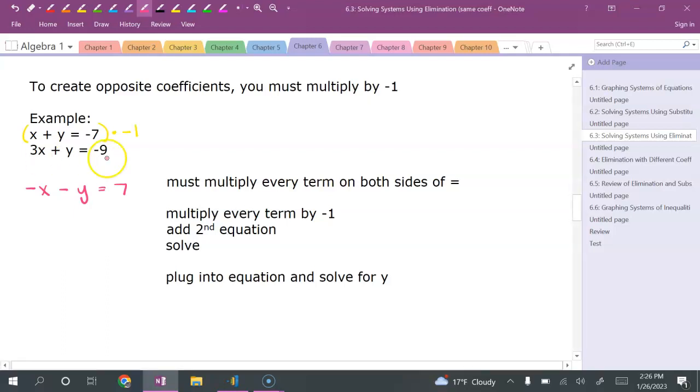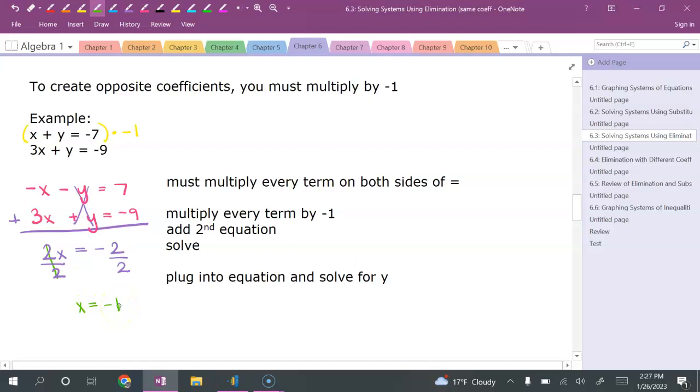That way it stays balanced and we didn't really mess with the integrity of that equation at all. Now I'm going to bring down that second equation, so 3x plus y equals negative 9. Now I have opposite coefficients, so I can add like I had been doing earlier. My y's are going to cancel. I'm going to bring down these remaining terms. So negative x plus 3x would be a 2x equals 7 plus negative 9 would be negative 2. And then we're going to divide by 2. So we get x equals negative 1.